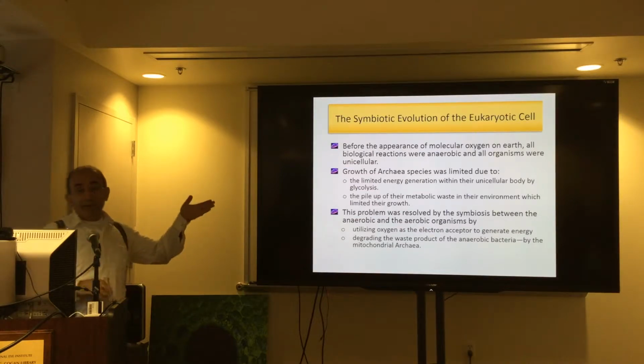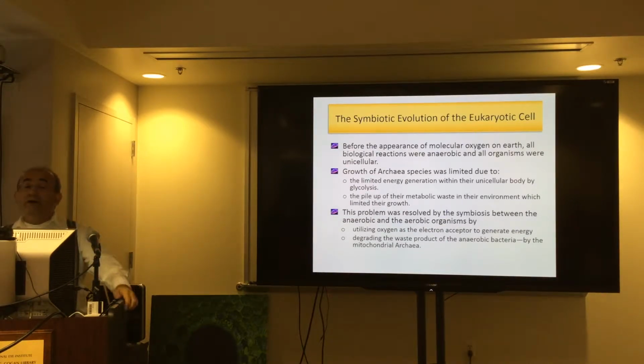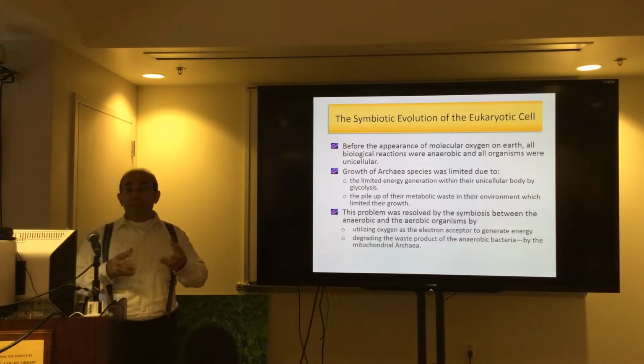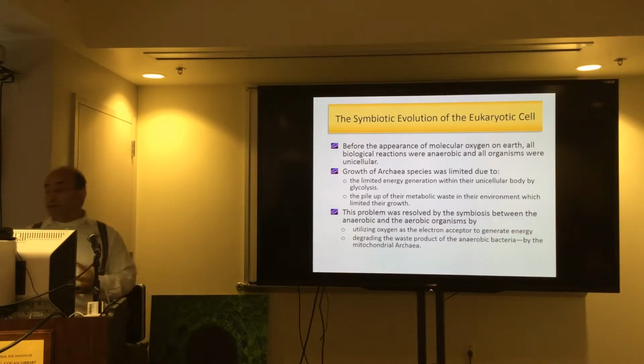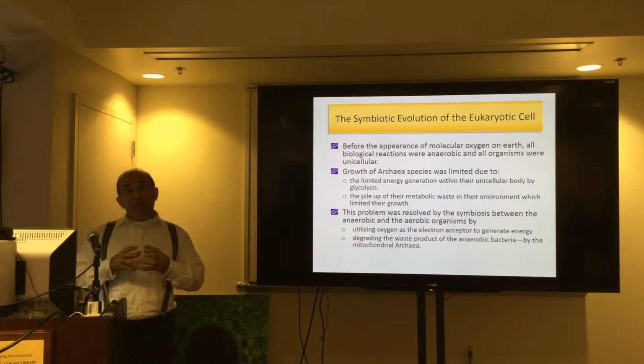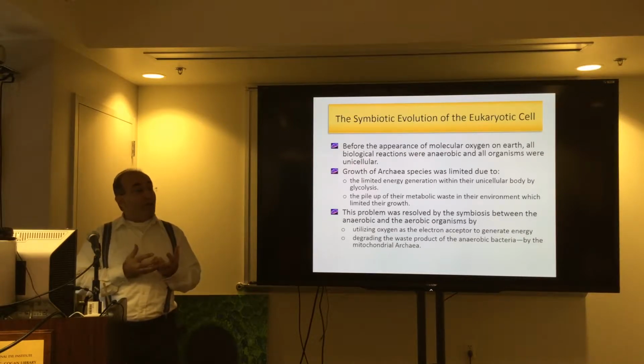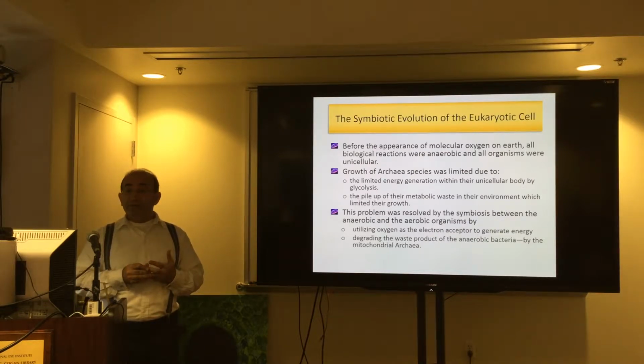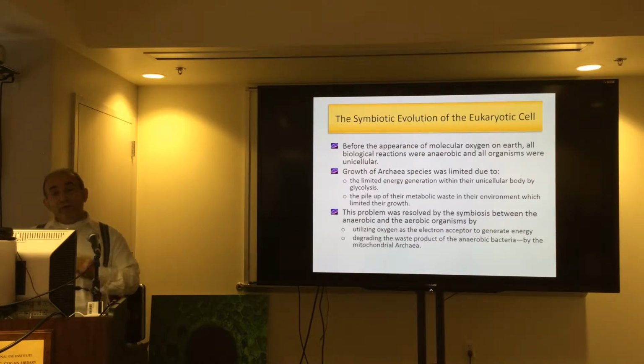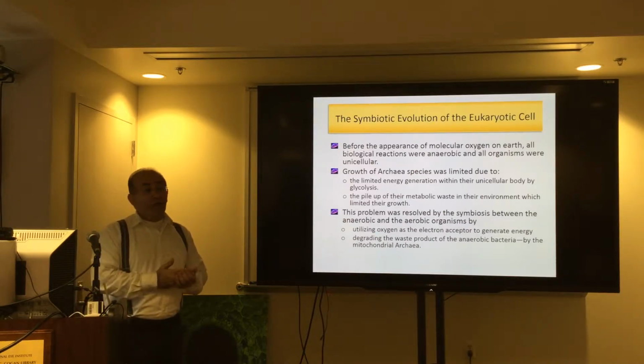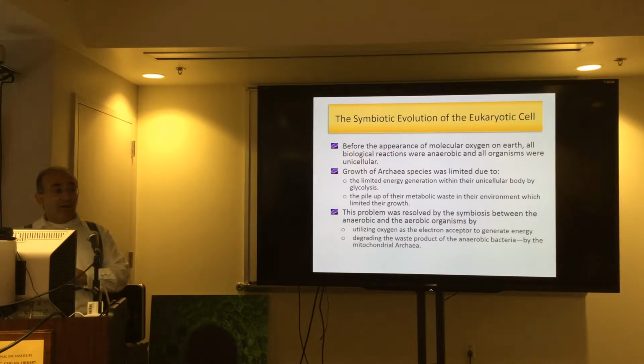If you go back to the symbiotic theory of eukaryotic evolution, the eukaryotic cell is basically a symbiotic system between two types of bacteria, okay? Before molecular oxygen appeared on Earth, all the reactions were anaerobic reactions. They did not need oxygen. But when oxygen appeared, some microorganisms could use oxygen as the electron acceptor and therefore produce energy by using oxygen. And this is what the mitochondria does.